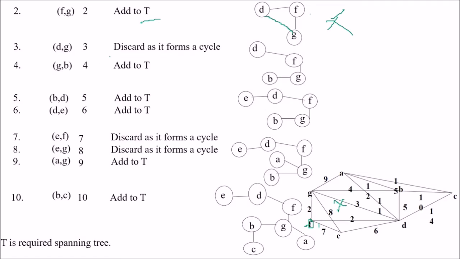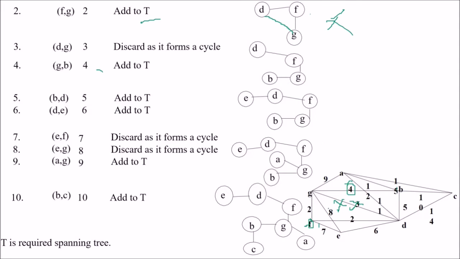Then, because we have come to G also, let us take G along with any of these. Say B, G with B. What is the cost? It is 4. The minimum cost is 4. We have already taken G's other edge, and this one is 8, so the minimum is 4. So we take this 4 and combine it. Now we have BG also.